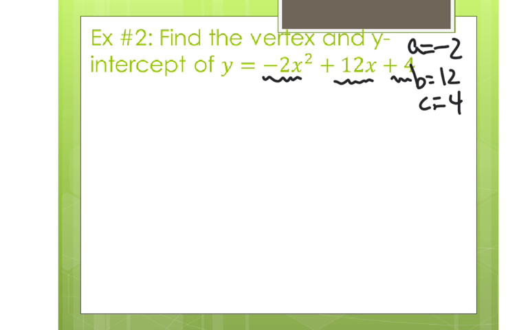So the first thing I want to do is find my vertex. So my vertex is going to be h and then k.